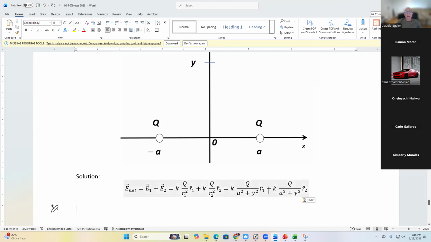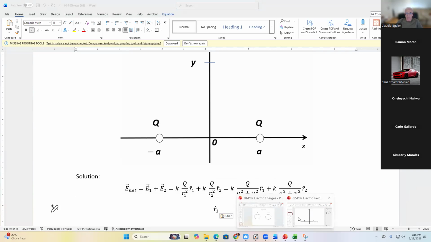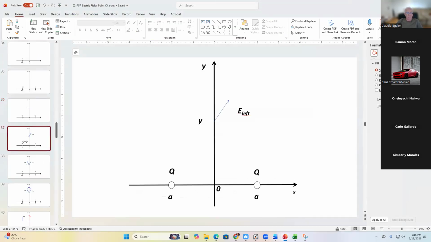The only mystery is R1 hat and R2 hat here. That's the only mystery we have to face now, right? We can write R1 hat and R2 hat in terms of X hat and Y hat, right? What do you think? So let's write that down here. It's going to be something like that. We can also take a look at this drawing, right? You see here?